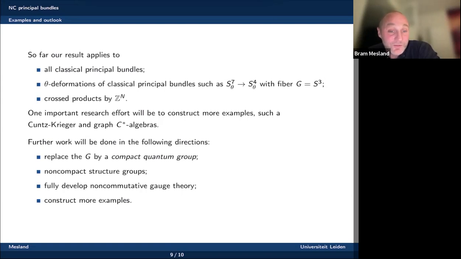Fully developed non-commutative gauge theory, which we also made a start with already. And something I did not write is to study curvature invariants associated to the connections that you see here. And as mentioned before, construct more examples. That's actually one of the main efforts.